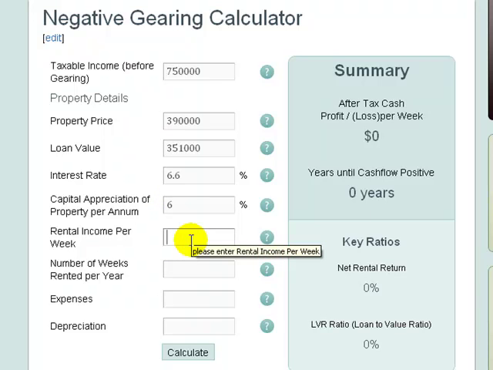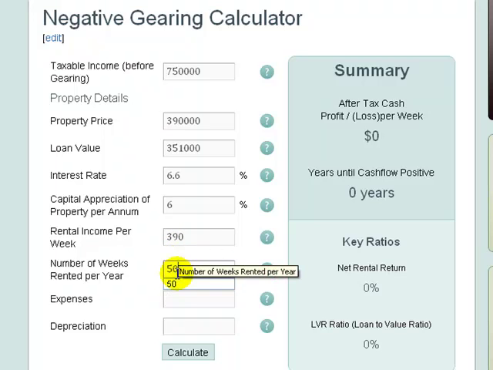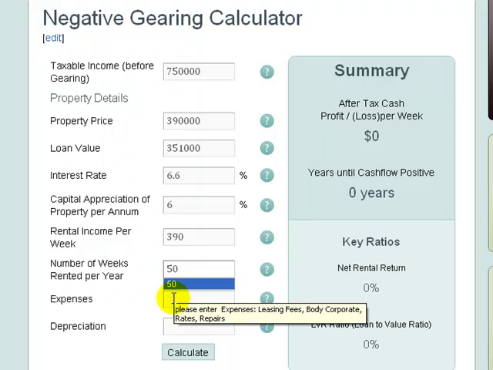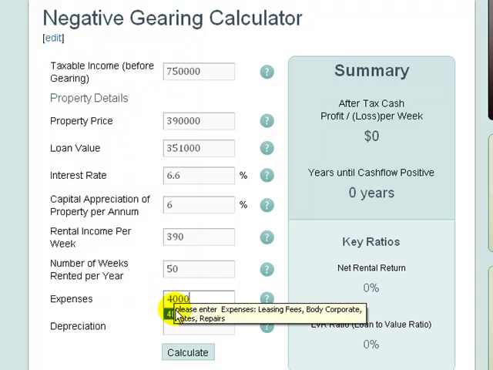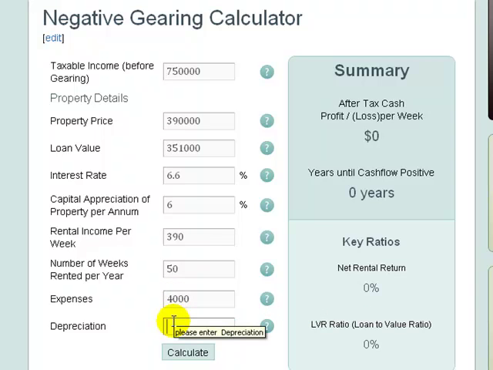Next, the rental income per week. I'm going to assume $390 per week, and that the property is leased for 50 weeks a year. You could put in 52, but you're going to have some periods where you're not going to have a tenant in there. Now, expenses need to include leasing fees, repairs, insurance, body corporate, council rates. There's quite a long list. But we're just going to assume $4,000 per annum on those. You need to put together an exact list on that.